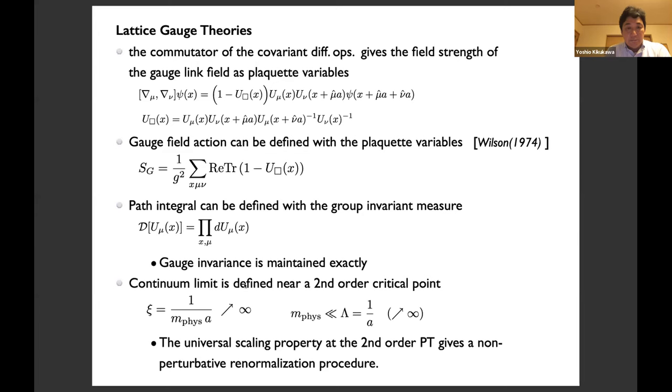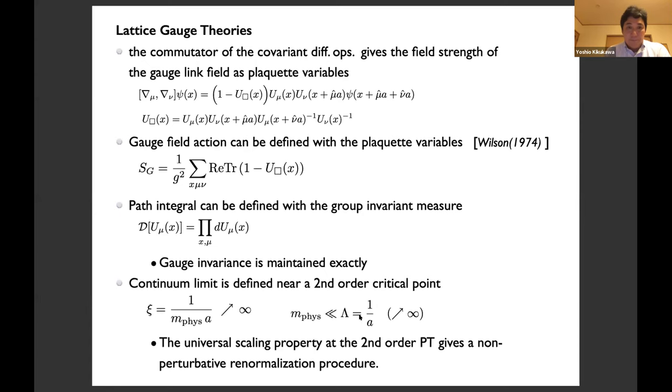And the continuum limit is defined near a second order critical point where the correlation length of the system goes to infinity, which implies that the physical mass is very small compared to the cutoff, which is given by the inverse of the lattice spacing. And the universal scaling property at the second order phase transition gives a non-perturbative restriction of the renormalization theory. In this way we can formulate gauge theory on the lattice, preserving exact gauge invariance.